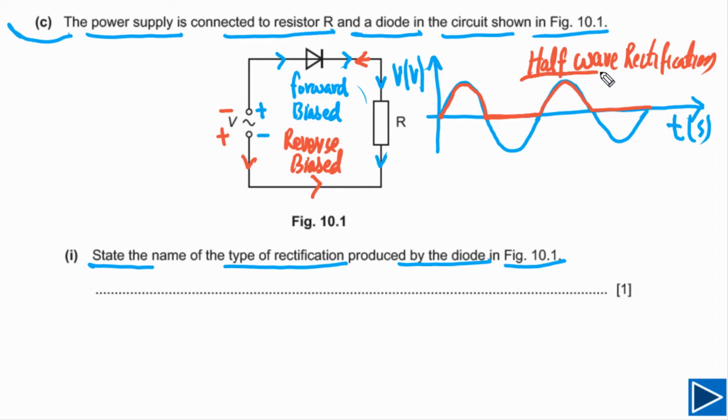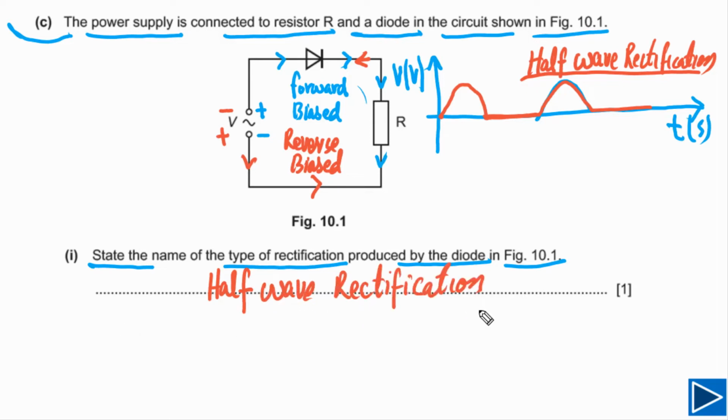Let me show you how the final curve will look. This is how the final curve will look like. So simply we have to write down that the type of rectification is half wave rectification. We also have full wave rectification. This question has only 1 mark, so if you have written this one, you get 1 mark.